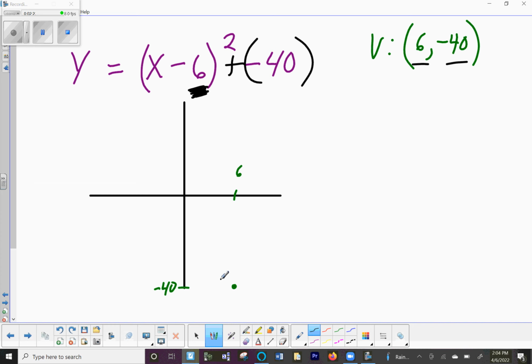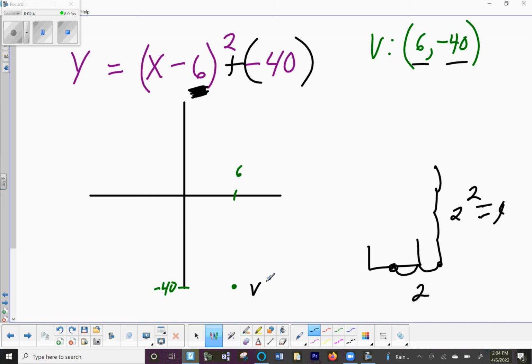From the vertex, there's the vertex down there, from that point, when you go right 1, go up 1. When you go left 1, go up 1. When you go right 2, you go up 1, 2, 3, 4, because 2 squared is 4. So from that point, you can begin to figure out what the graph looks like.